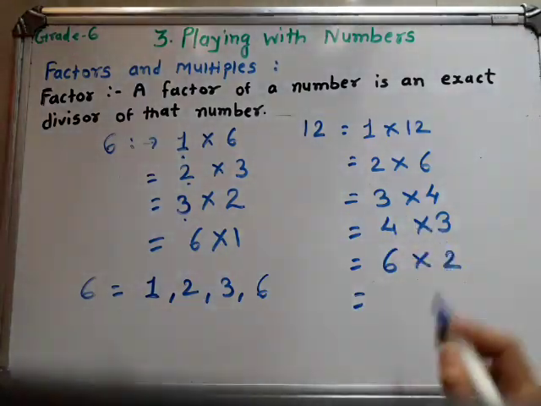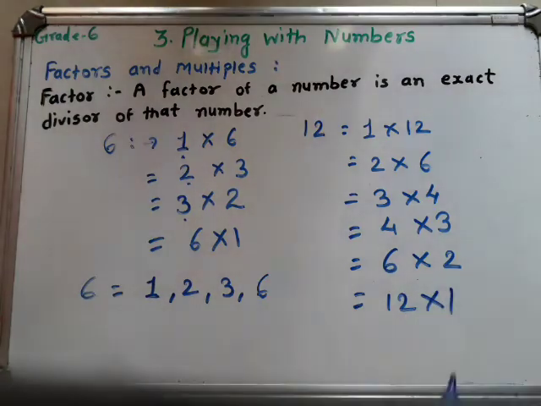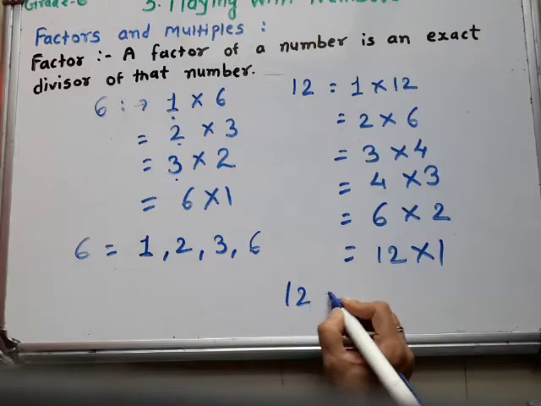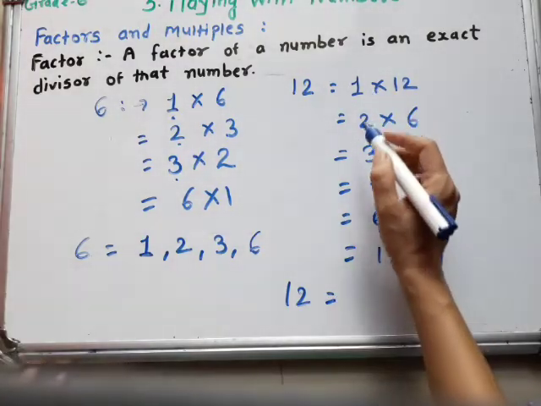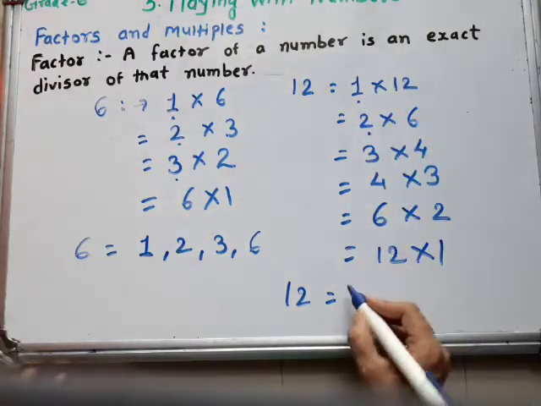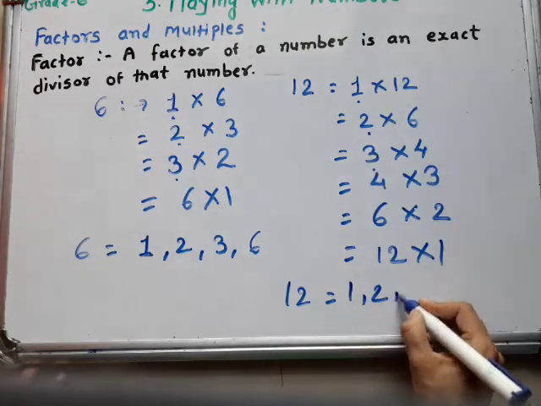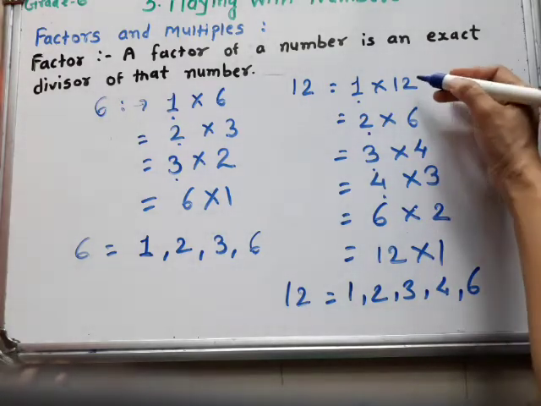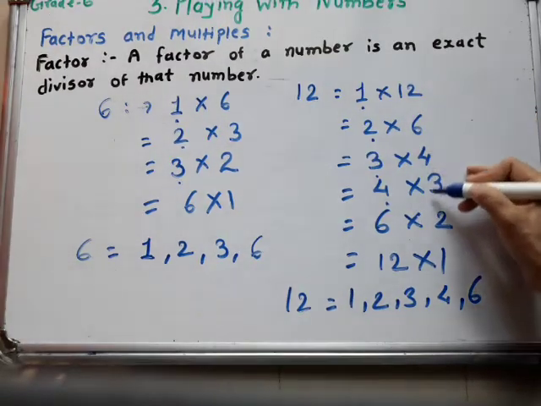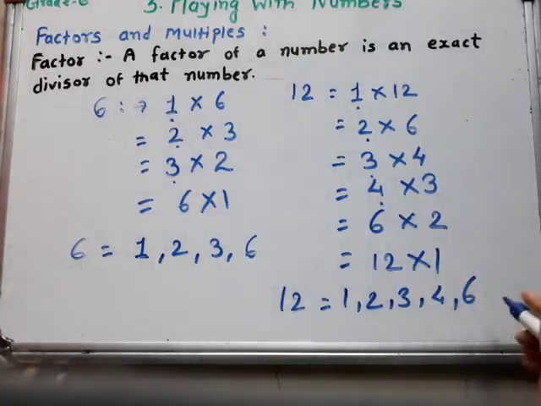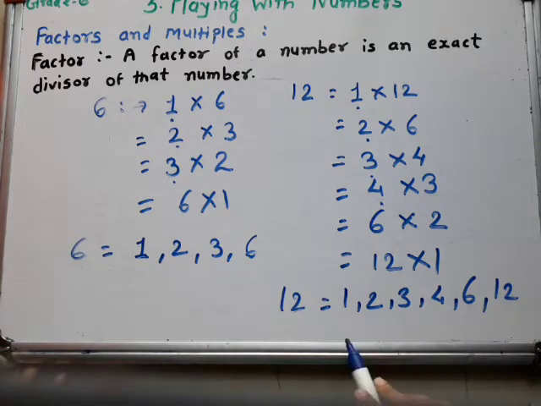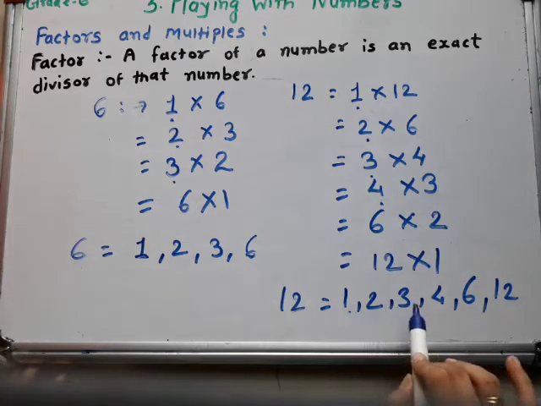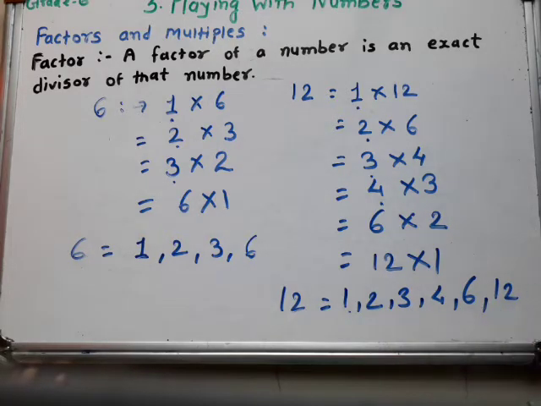The next is 12, and 12 ones are 12. So we get here the factors of 12. Then write the factors: 1, 2, this is 3, this is 4, then 6. Then here again these are the same numbers, so we take only one time 6 and last 12. So the factors of 12 are 1, 2, 3, 4, 6 and 12.